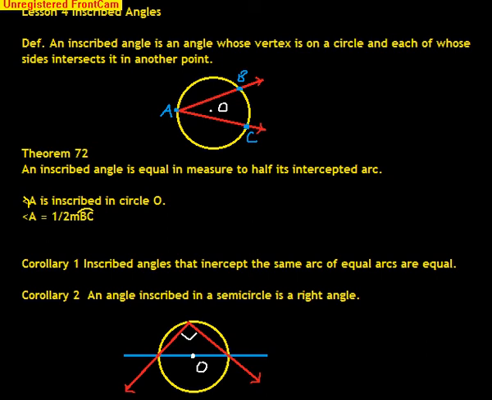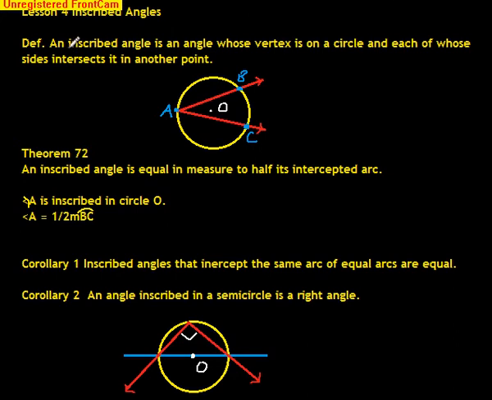Alright, let's go into lesson 4, inscribed angles. There's not a lot of new information in this section, and I think we did this in Algebra 2, so this shouldn't be that new. The first thing is our definition of an inscribed angle.